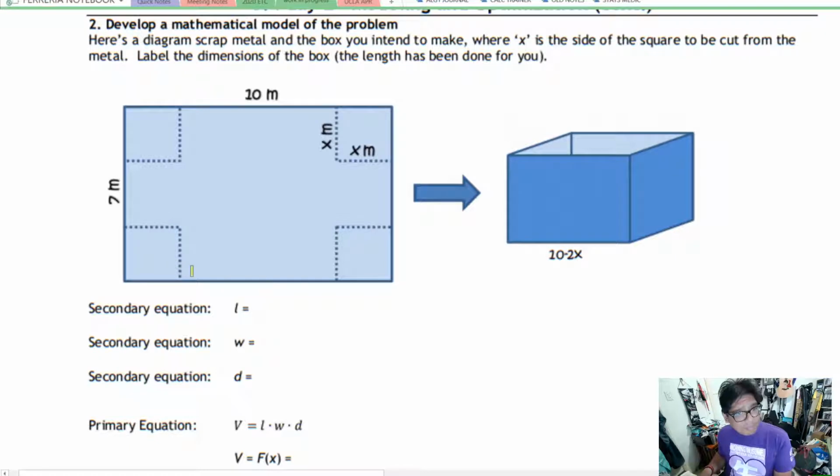Here is our box again. Let's figure out our second equation, the secondary equation for length. How long? Well, that's the entire length, our 10 meters. The length that we need is this right here. How long is that? If this is x here, and this is x here, then the blue plus yellow plus blue all has to add up to 10 meters. So the yellow piece is going to be 10 minus the 2 x's.